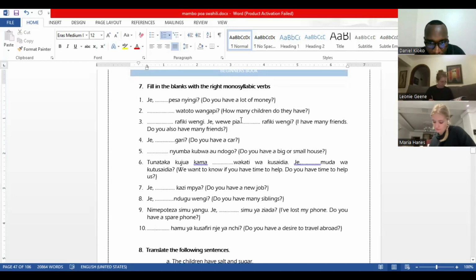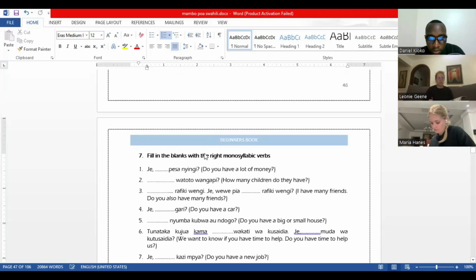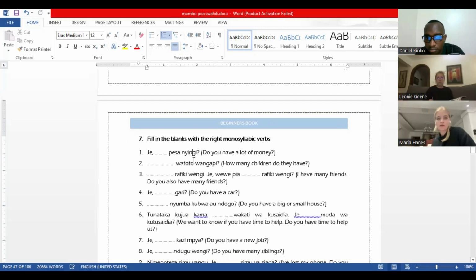So since this is very direct, I would like you to try, in the other assignment you have, to put these ones in different tenses. Oh, that's a lot of thinking. Yeah, but it will help you to think about the monosyllabic verbs. For example, je, una pesa nyingi? We change it to: did you have a lot of money? Je, ulikuwa na pesa nyingi?